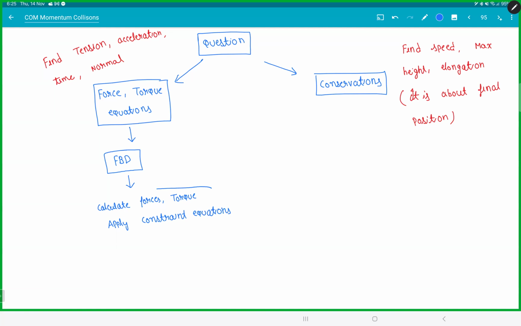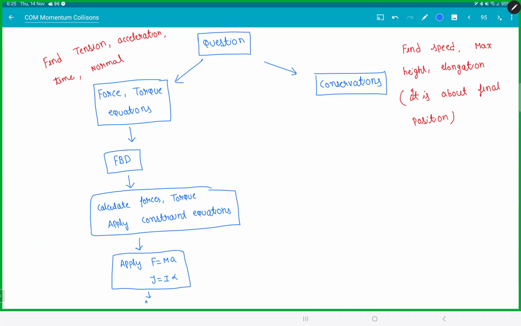This becomes purely your NLM and all those chapters. And then apply F is equal to MA. For torque, we will say torque is equal to I alpha. We will see that later on. You apply these equations and then you solve.